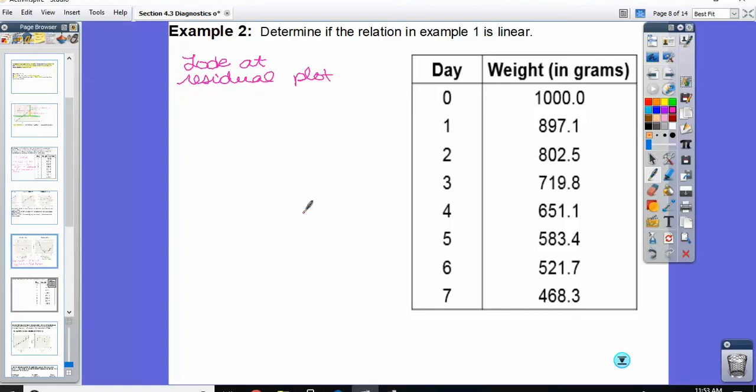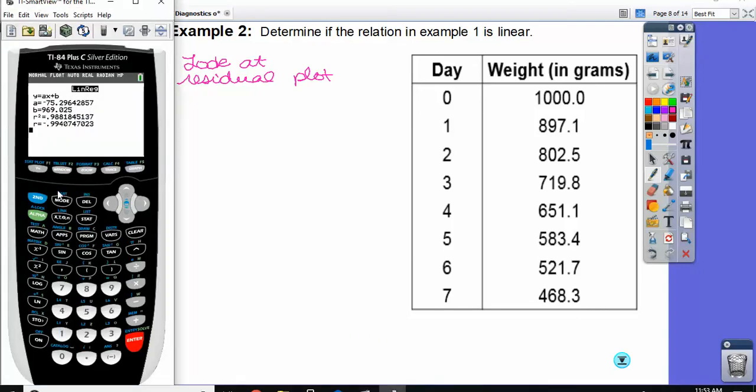To do that, on your calculator, you have to have your data entered, which we already do. You also have to run the linear regression. That was one of the problems we figured out last hour. If you don't run the regression first, it doesn't work. So for this set of data, we don't have to do it again. I want you to go to second stat plot, and let's go into plot number 1.